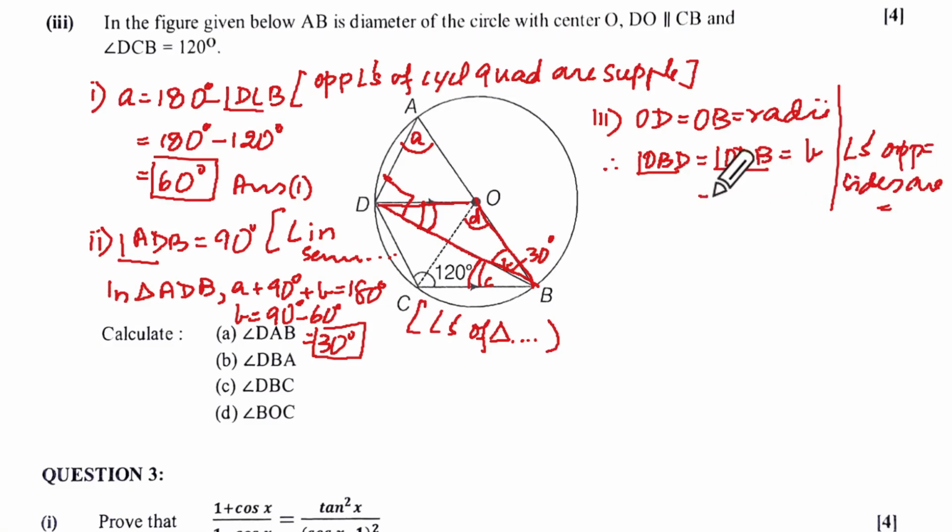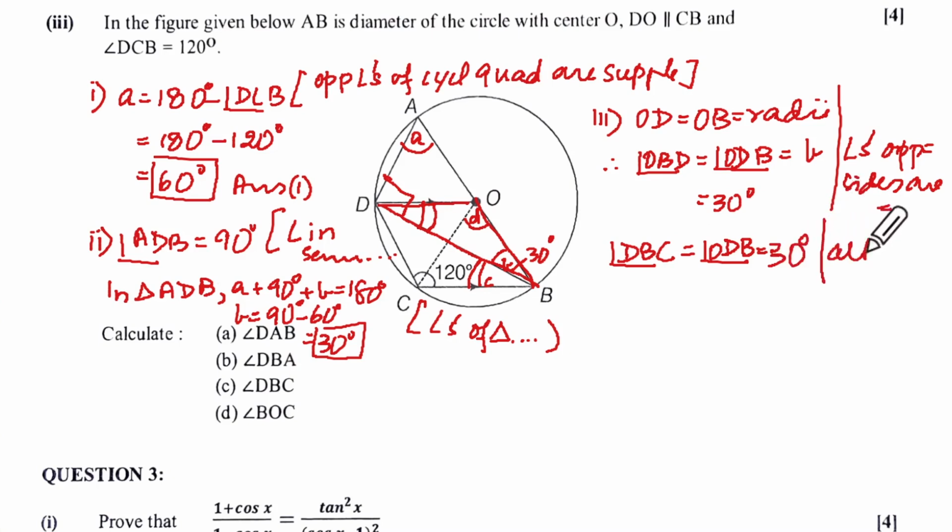Correct. So each one of them is how much? 30 degrees. Then you'll say angle this one, that is DBC, equal to angle this one, that is ODB, equal to 30 degrees. Reason?